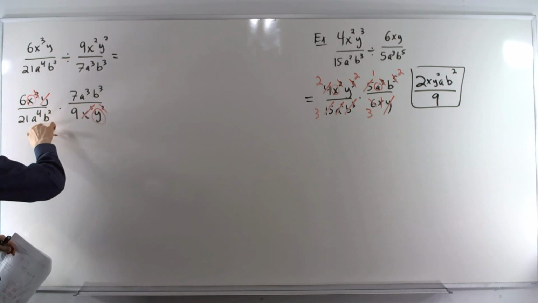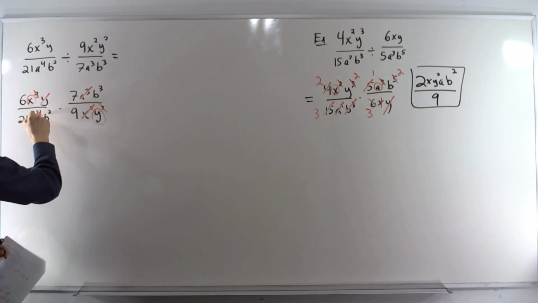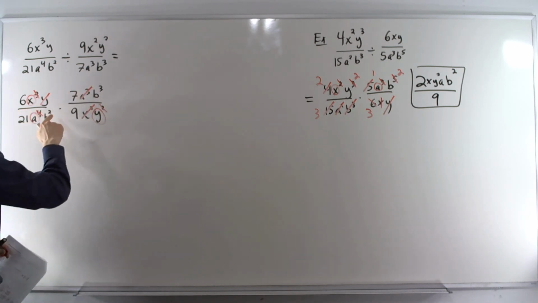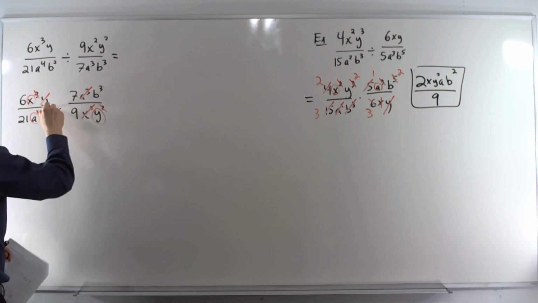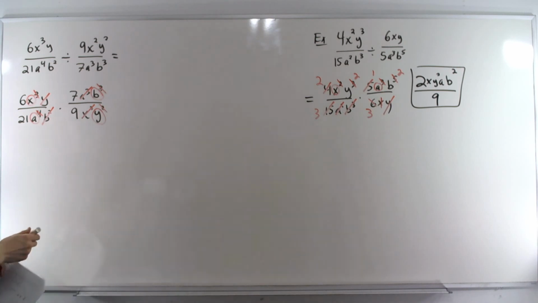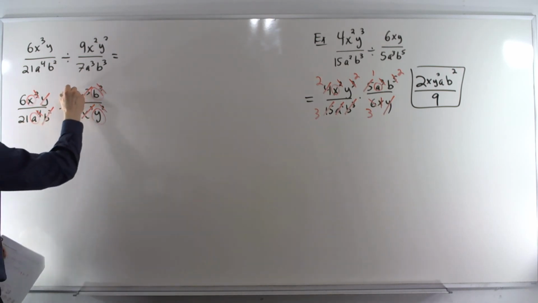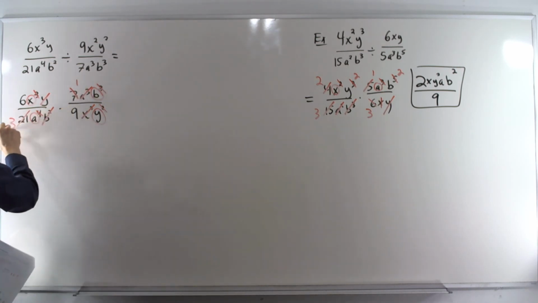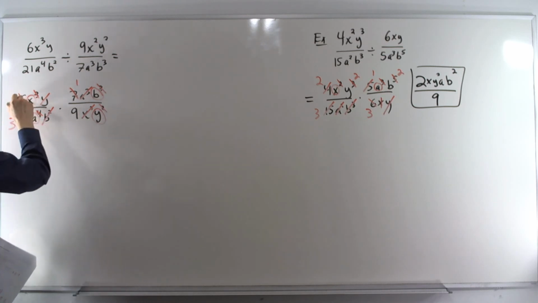Okay, a to the third over a to the fourth, 3 a's go away, leaving just 1 a on the bottom. B to the third over b squared, 2 b's go away, that exponent goes away, leaving 1 b on top. All right, now 7 over 21, that reduces to 1/3, and 6 over 9, that reduces to 2/3.